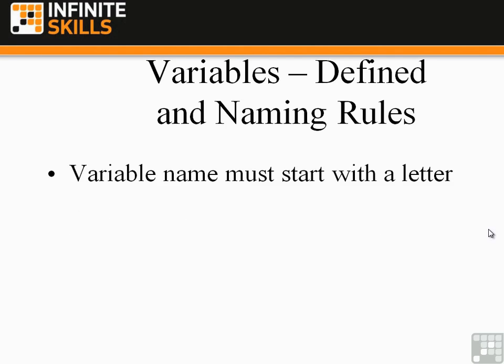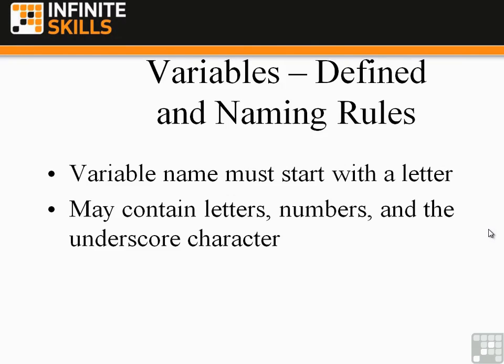As far as the naming rules for variables go, the first rule is that a variable name must start with a letter. It cannot start with a symbol or a number. It has to be a letter. After the initial letter, a variable name may contain letters, numbers, and the underscore character. But notice that we don't include symbols like the $ sign or the % sign. So variable names are limited to a starting letter followed by any combination of letters, numbers, and the underscore character.